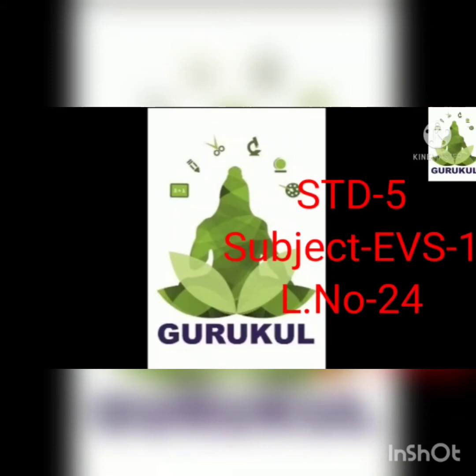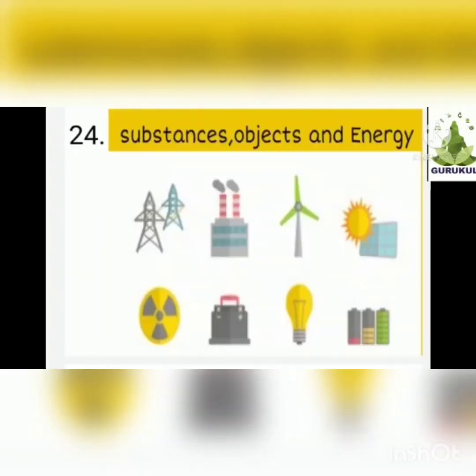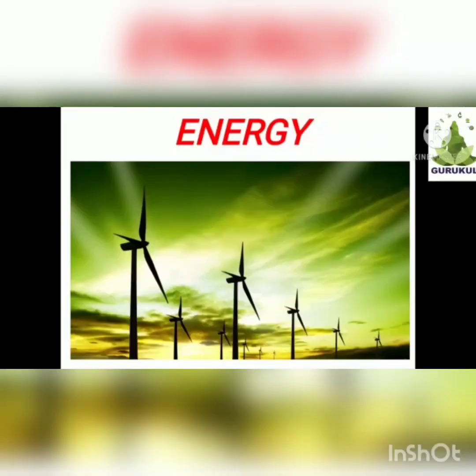Good morning to all my dear students. Welcome to our EVS session. We will continue lesson number 24, that is substances, objects and energy. In the last period we learned about energy, right? So tell me, what is meant by energy? Energy is required to do work. So the capacity of a body to do work is called energy.